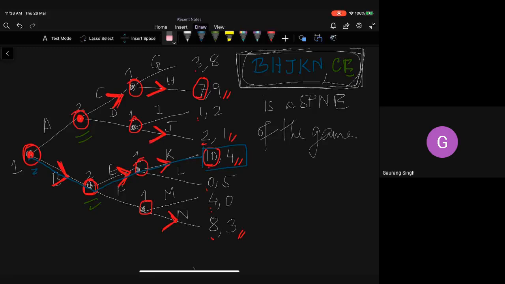But also, Professor, in the last example, the strategy that we've written for player 1, B H J K N, is it a sequence of the nodes, like the first node, then the second node? The sequencing can follow some kind of natural order, or you can also specify the order you are following when you write it. That will help remove any confusion. Okay, thank you.